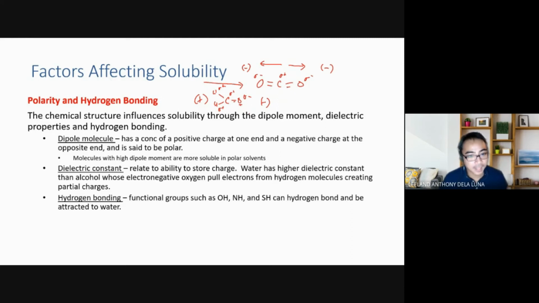Okay, so next one is dielectric constant, so relates to the ability to store charge. Okay, so water has a high dielectric constant than alcohol, whose electronegative oxygen pulls electrons from the hydrogen, thus creating partial charges. So may partial positive, partial negative side ka.